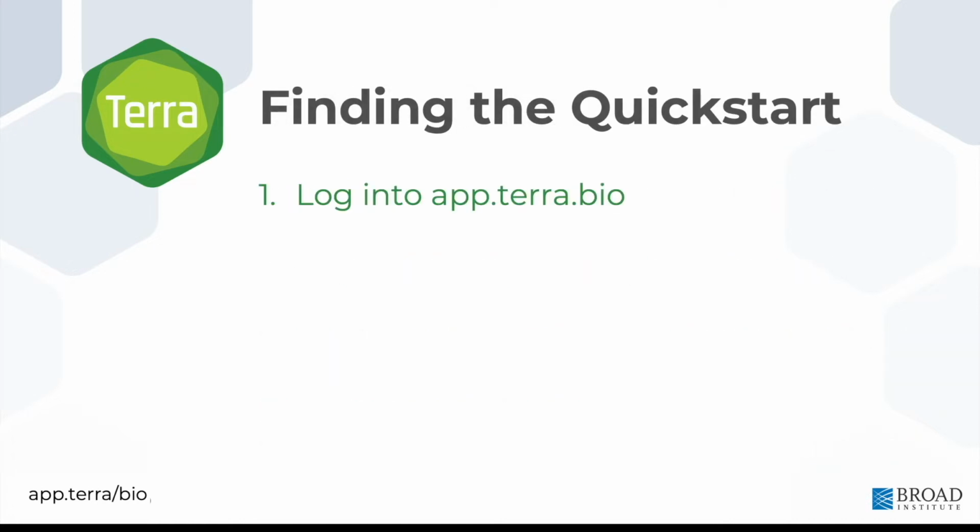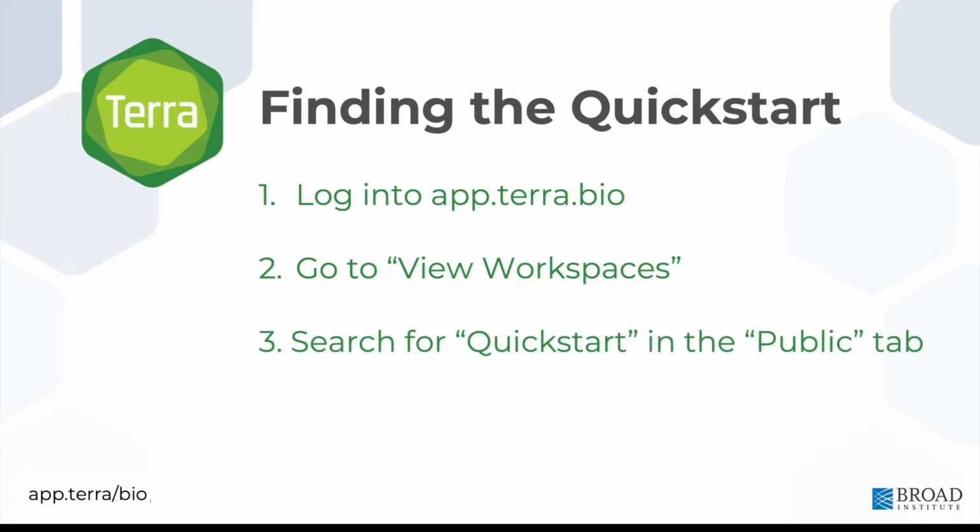To find the Quickstart, you'll log into app.terra.bio, go to the View Workspaces card, and search for Quickstart in the Public tab. You'll need to make your own copy to work in. Let's hop over to Terra and see how this works.